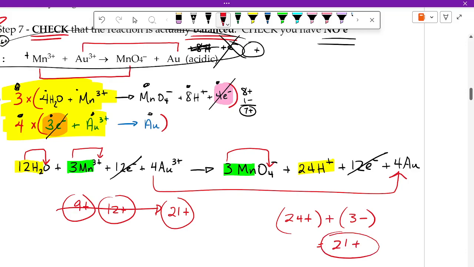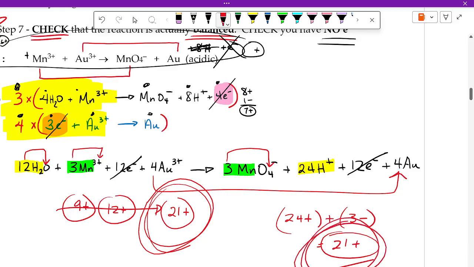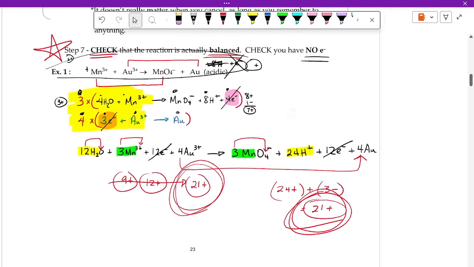Is it a pain in the ass to check? Yes. Is it worth it? Usually yes. If you don't have time to check everything, check the charge, because if you got those correct, chances are your atoms are probably also correct. Okay? If you have time, check everything. If you don't have time, just check the charge. Okay? All righty.